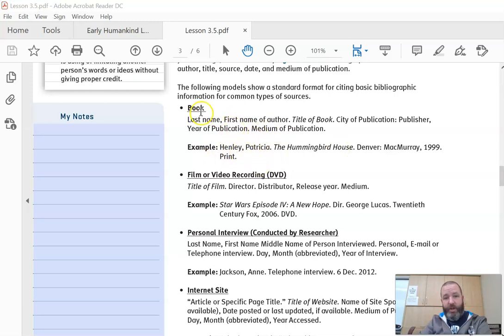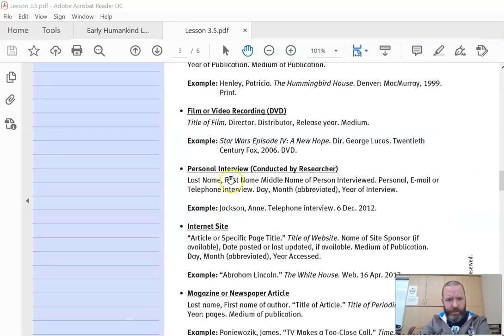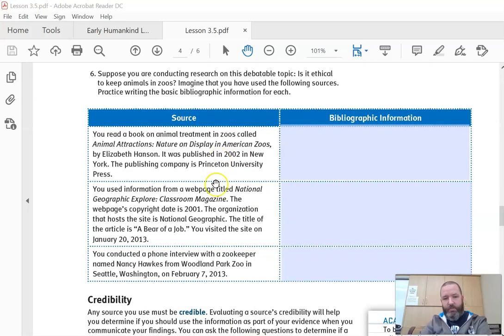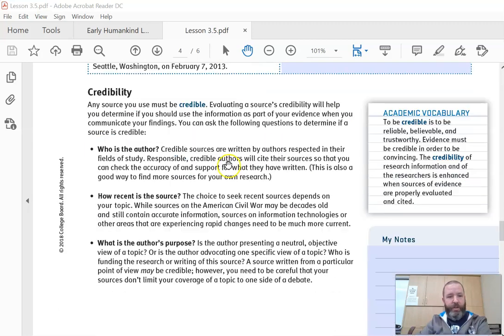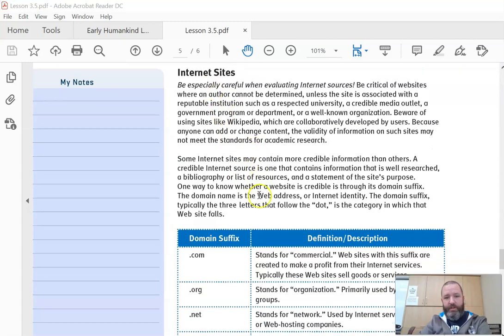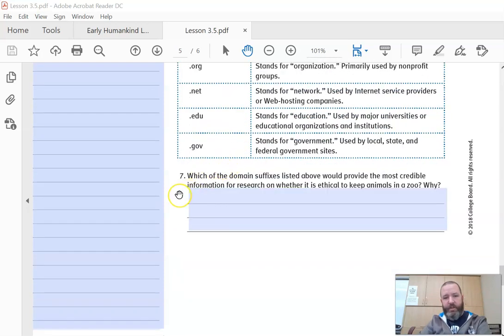So you have a book, you have a website right here, and you have, was there an interview? Yeah, right here, personal interview. So those are the three you're going to use to manually do it the old-fashioned way. Okay, so you only have to do it those 3 times there, but it's going to be important to make sure you're paying attention to all the periods and the capitals and all that stuff, because it's important. Credibility, so you're going to take notes on the credibility up in that box of credibility. And then this is important, learning about different internet sites and what the domain suffixes mean. .com, .org, .net, .edu, and .gov. You're going to need these definitions for answering the next couple questions.